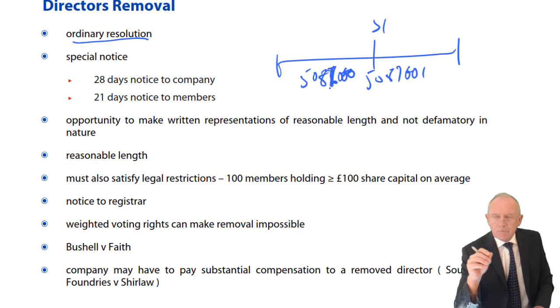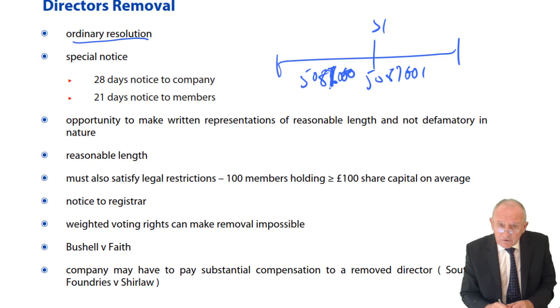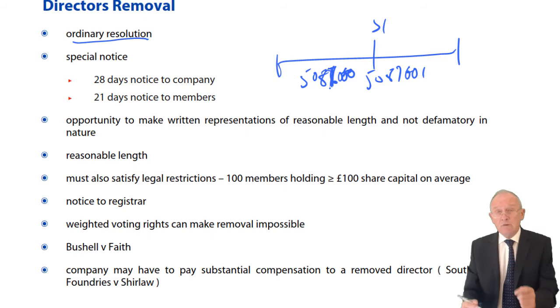Remember, and I don't want to confuse you here, and traditionally students do get very confused with this, a special resolution requires a 75% majority and 14 days' notice. An ordinary resolution requires a simple majority, but the notice period is particularly special. And it's special in two ways.